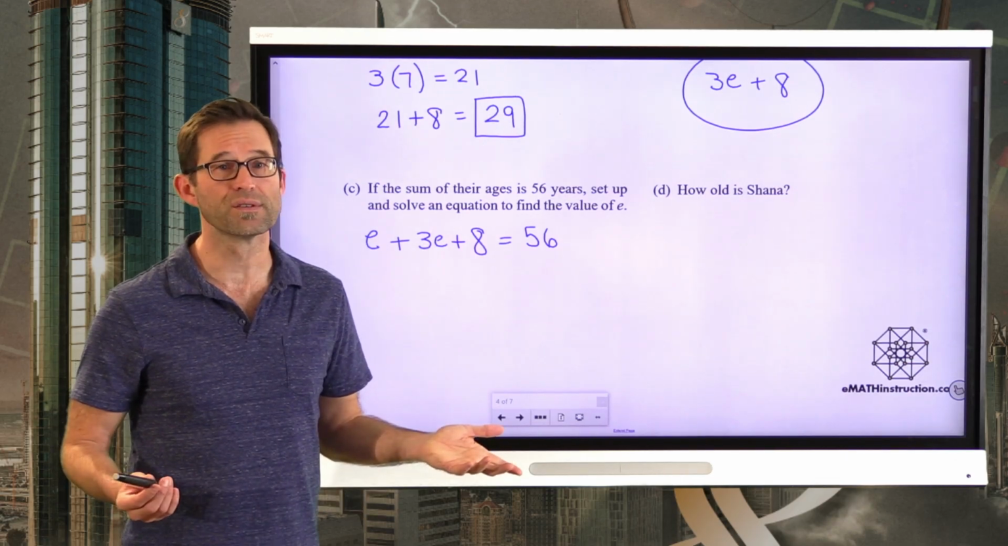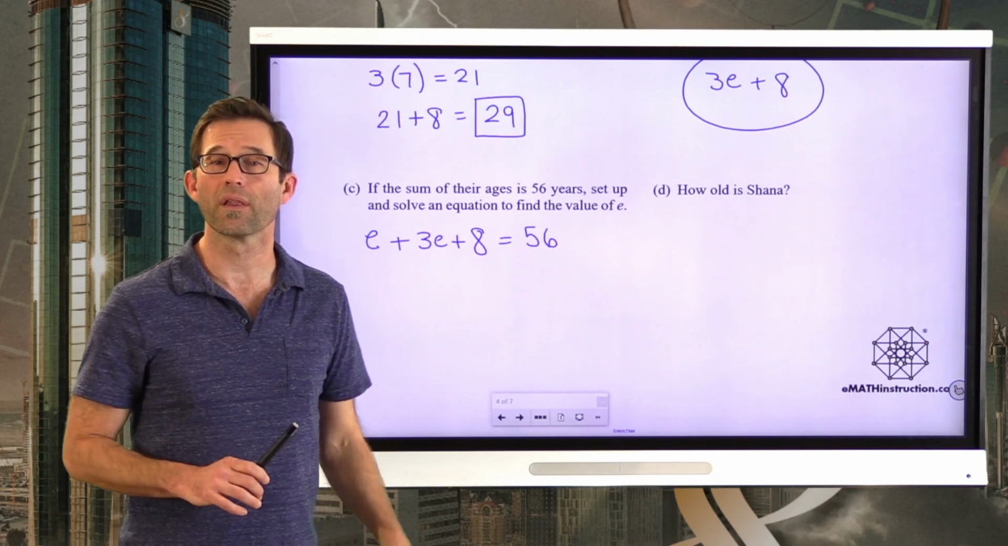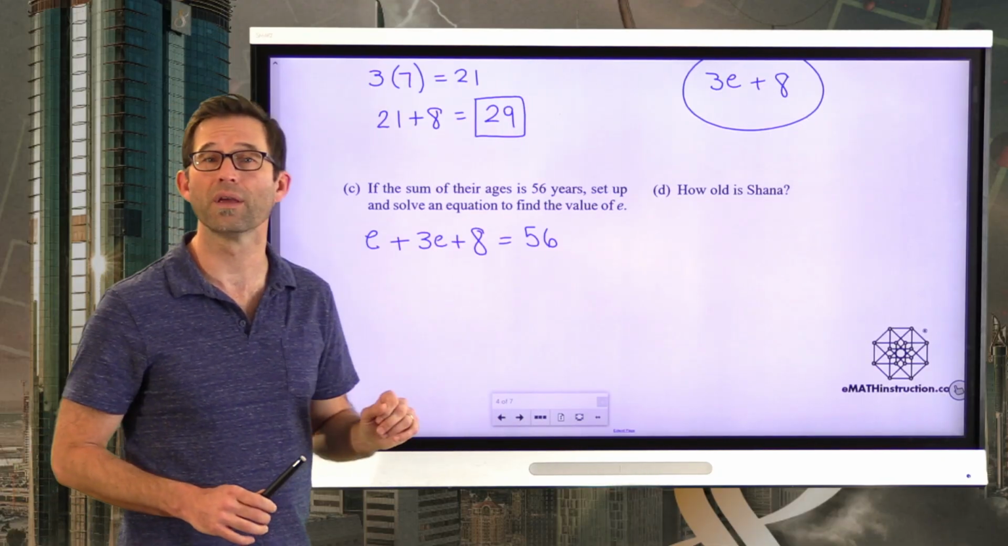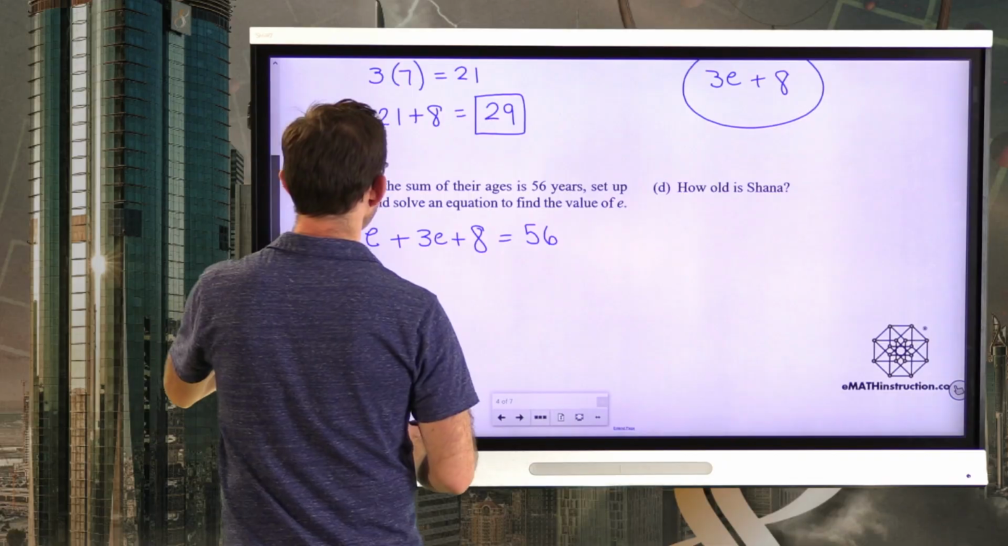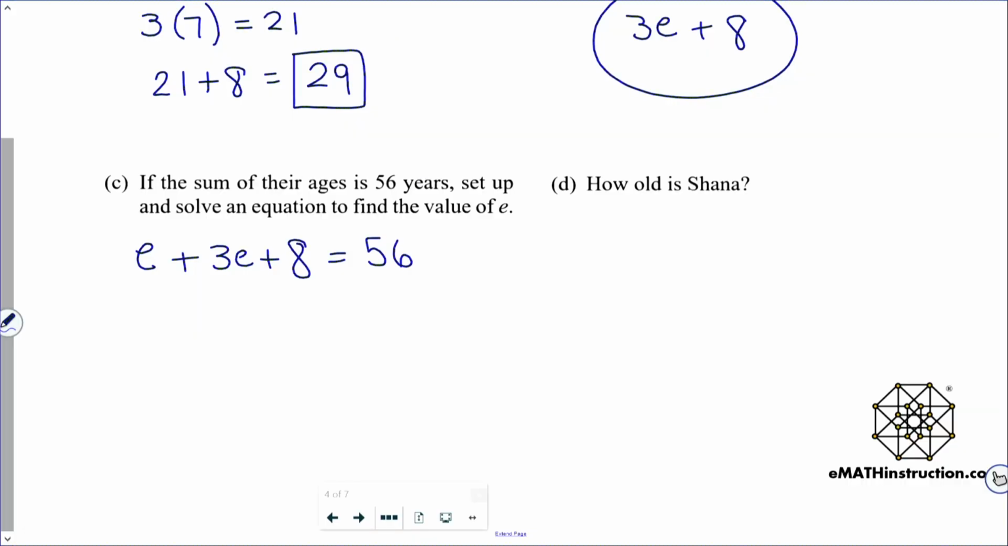All right, this isn't too bad. What we're going to do is, on the left-hand side here, we have to do a little combination of terms, but then it's going to be simple. Let's do this together. Here we go, right? E plus 3E is equal to 4E, plus 8 is equal to 56.